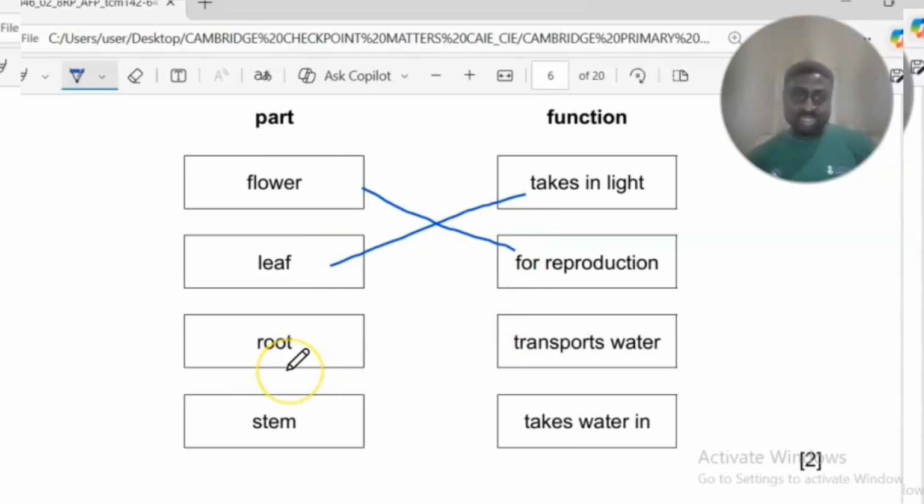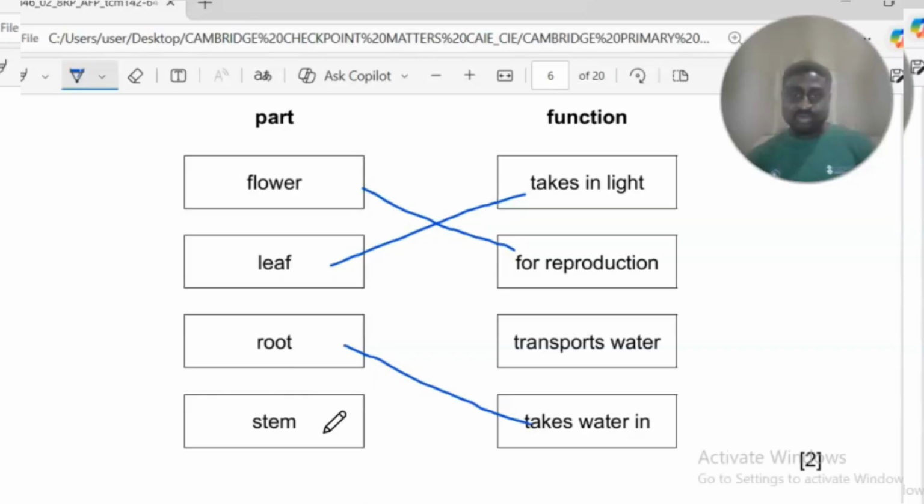Then we have the next part here, root. Does the root transport water? Absolutely no, but it takes in water, and not just water, it also takes in nutrients or minerals from the soil. So you cross this way. That's just for additional information.